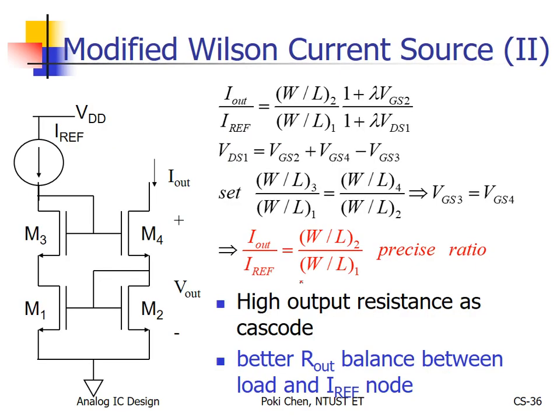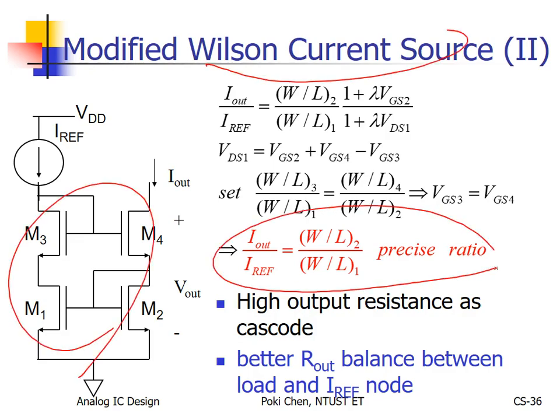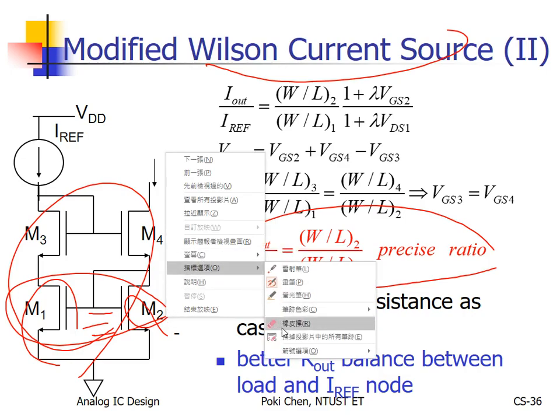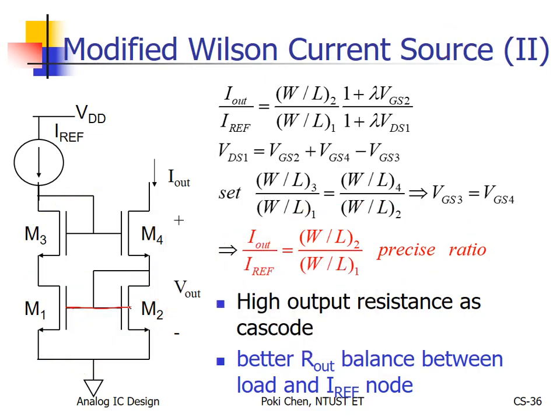Yeah, again, for such a modified Wilson current source, you can see a precise ratio. Because if M1 and M2 are exactly the same, that is the assumption. Under such an assumption, if both operate at the same conditions, the gate voltages are the same, the source voltages are the same, and how about the drain voltage? I told you already, because 1 VTH, 1 delta V lower, 1 VTH, 1 delta V lower.